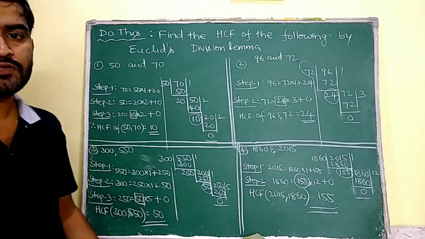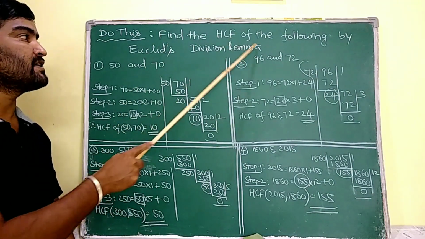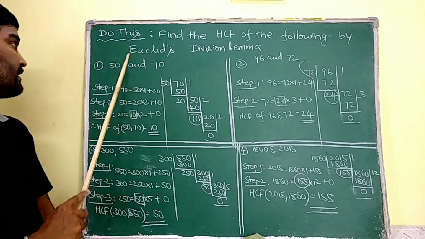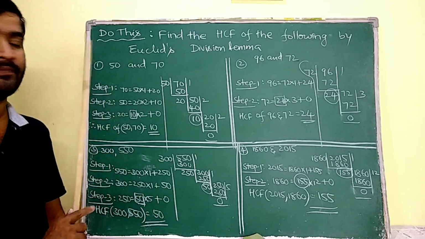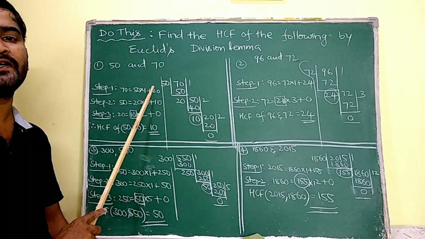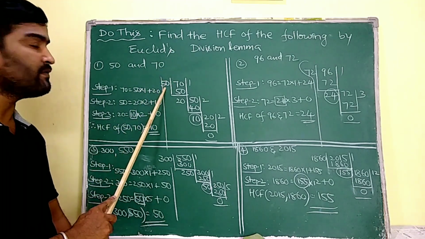Now see, do this. Find the HCF of the following by using Euclid's division lemma. The first question here is 50 and 70. Here 50 is less than 70, so I have to divide 70 by the smaller number 50.